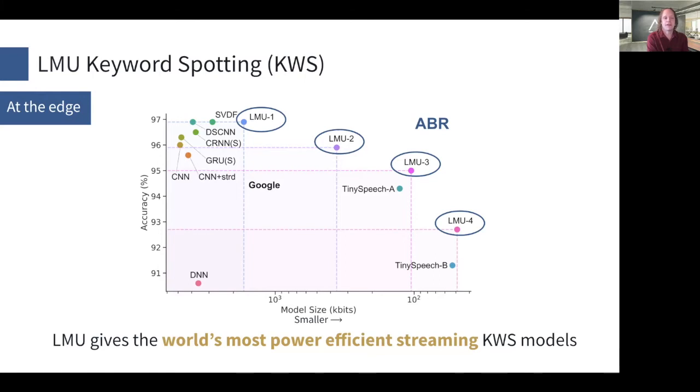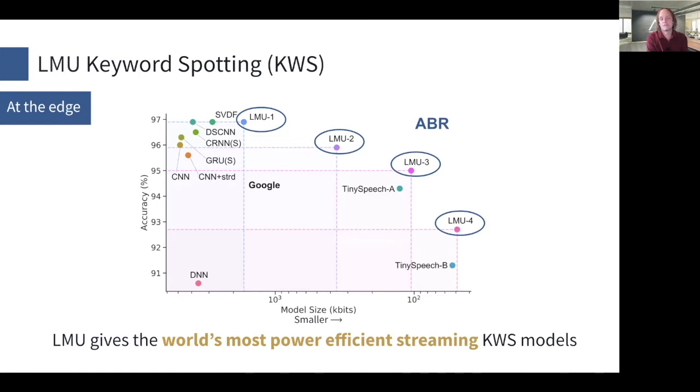On this graph, we have accuracy on the left-hand side, and the size of the model gets smaller as you go to the right. For the best models from Google, we could build models that matched their accuracy, but were smaller, and we could further decrease the size of those models while beating other keyword spotters people had proposed. So essentially, you get this Pareto optimal front. For any combination of accuracy and model size, the LMU seems to do the best. This lets us claim that the LMU gives the world's most power-efficient streaming keyword spotting models.